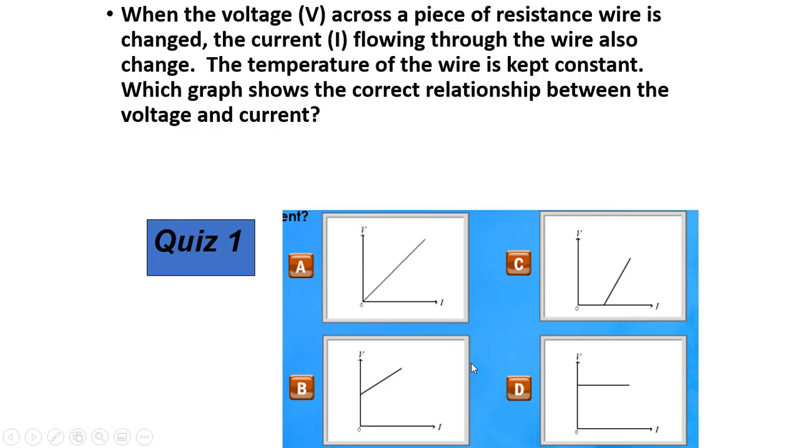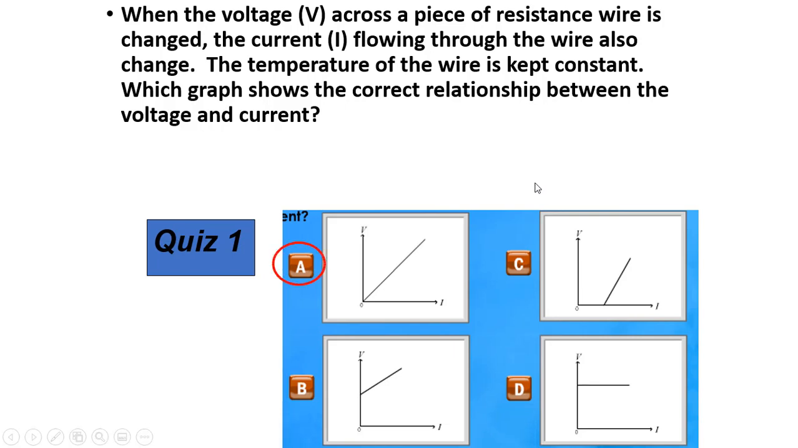Alright, quiz. When the voltage across a piece of resistor wire is changed, the current flowing through the wire also changes. The temperature of the wire is kept constant. Which graph shows the correct relationship between the voltage and current? It should be a straight line through the origin. So the answer must be A.